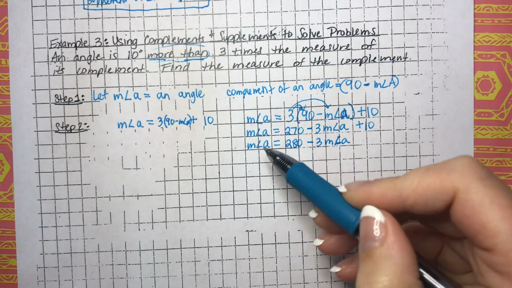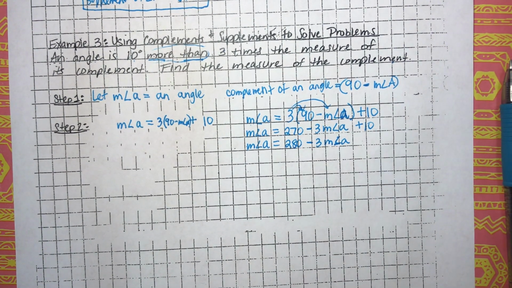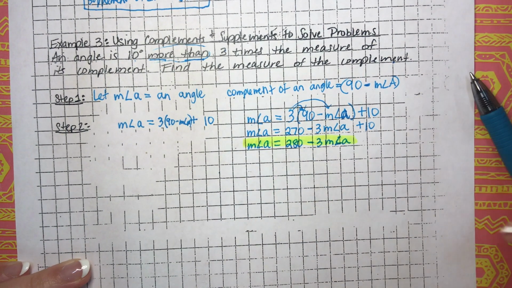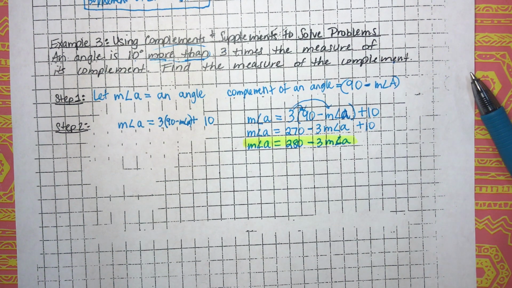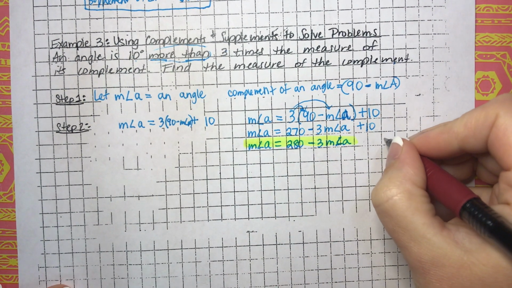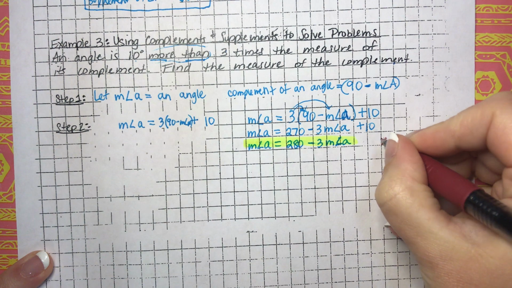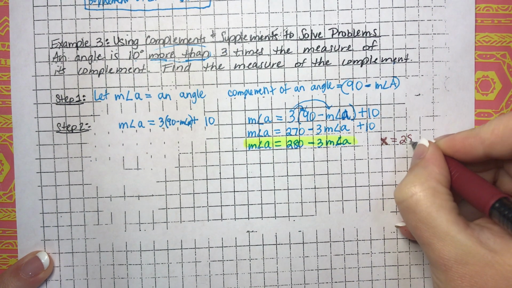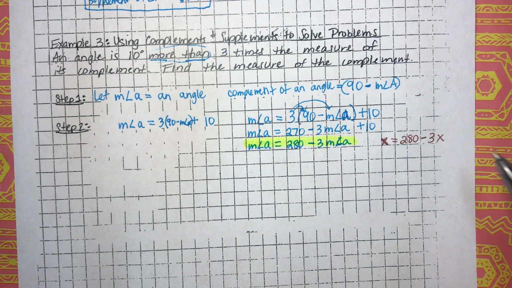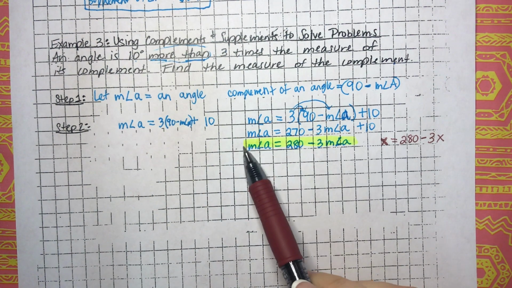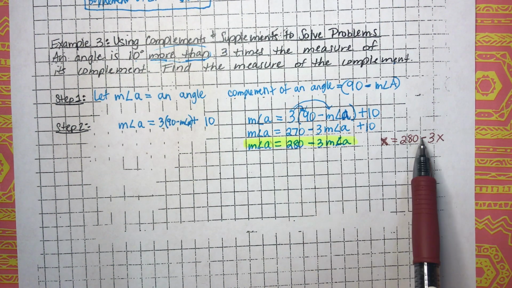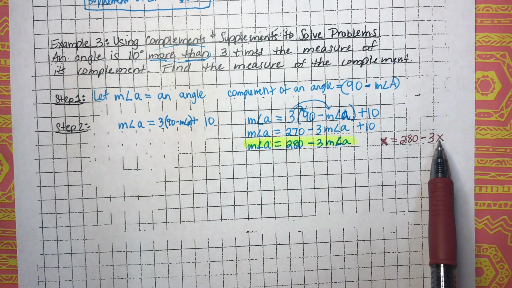I know it's kind of weird to look at this measure of angle A and things like that, but what I want you to recognize is this right here. We're going to keep working, but I want you to see this. This is the same thing as if I just made this measure of angle A an X. And X equals 280 minus 3X. These two things are the same. So measure of angle A, that's just our variable, that's just X, equals 280 minus 3 times the measure of angle A, and that's just X.